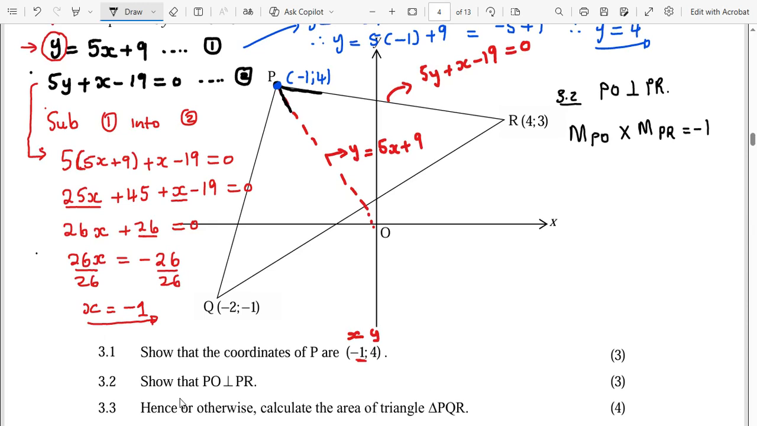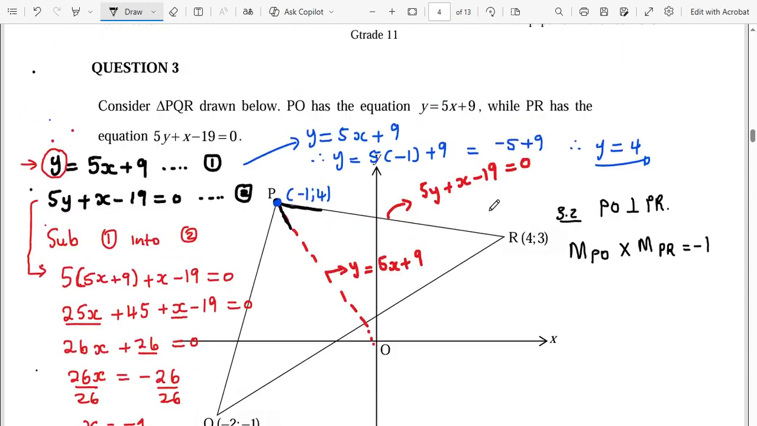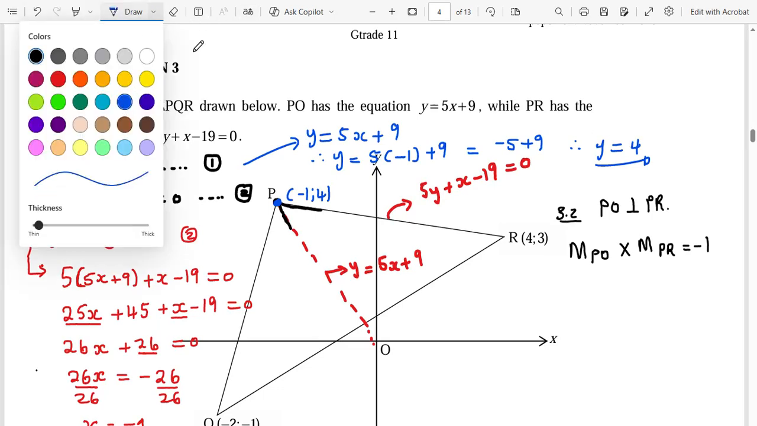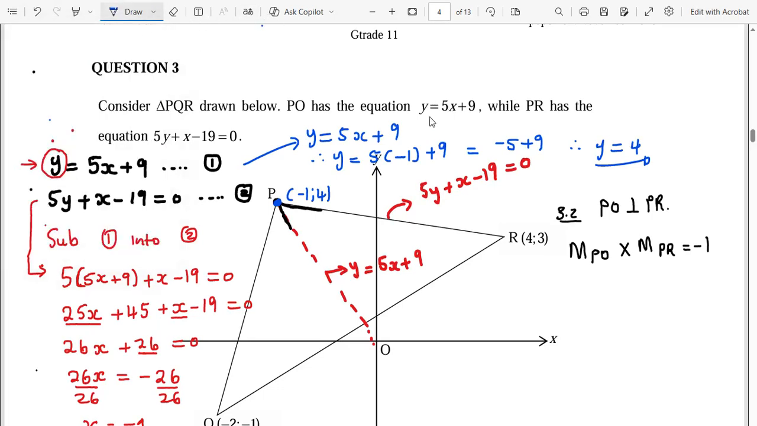So let's go and find the gradient of PQ. You don't have to do any calculations because we can find the gradient of PQ by looking at the equation. Remember, the equation of PQ is in the form y equals mx plus c. So what is your gradient? It is the coefficient of x.